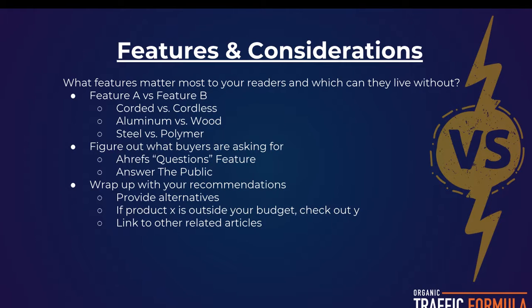Figuring out what questions they're asking, you can look at the questions on the Amazon product page. There's a Q&A section. Also, answerthepublic.com, you can type in the name of the product and see what questions pop up. Ahrefs has a questions feature where you can go into their keyword module, type in the product, and see what questions pop up. All of these are a good way to do almost like an FAQ style section in your article, where you address some of these common questions in a general way.